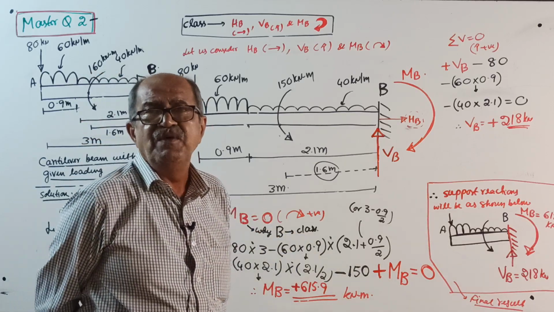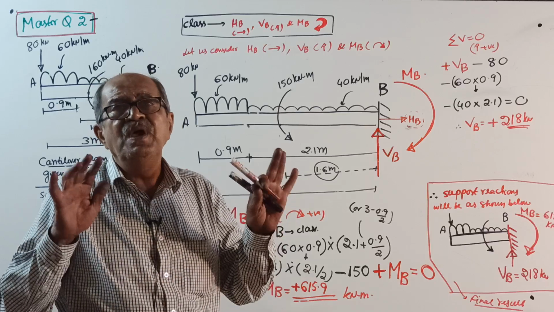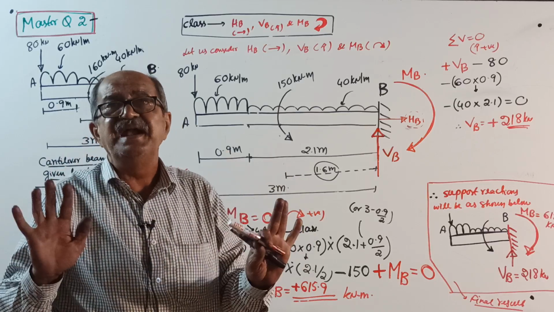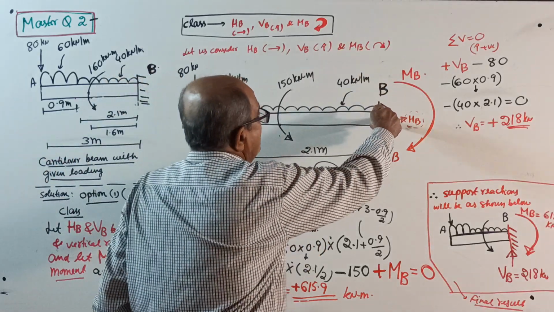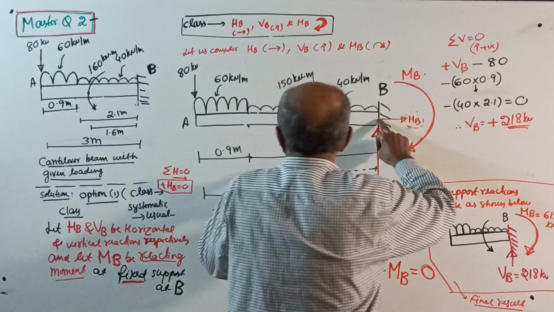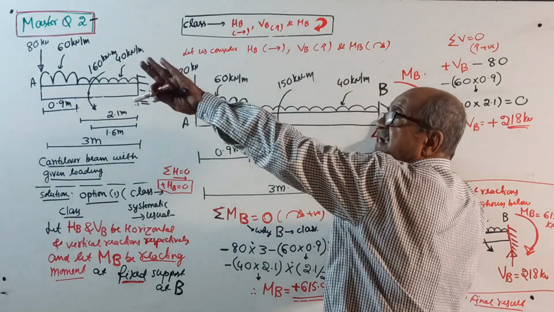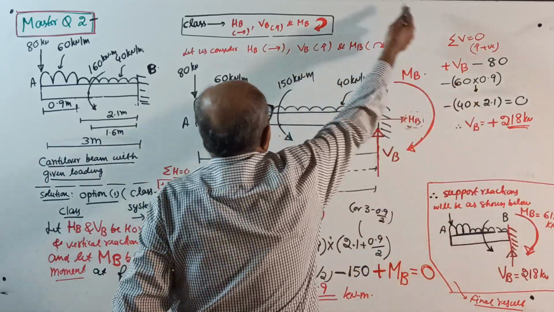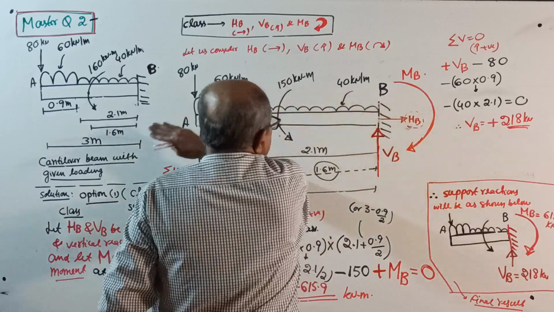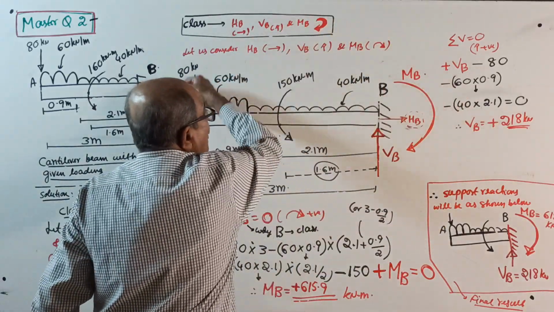In case of a cantilever beam, when you apply sigma M equal to 0, always consider moment about the fixed end. Put your finger here. Remember, later when you go for bending moment, you are looking at only one side. But when you consider equilibrium, you have to see the entire beam, this side and that side.